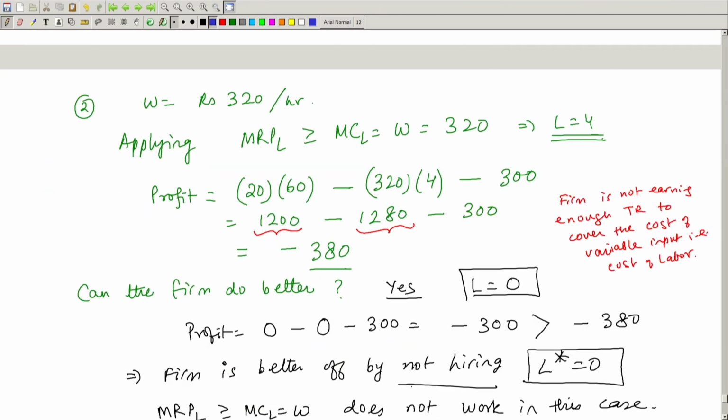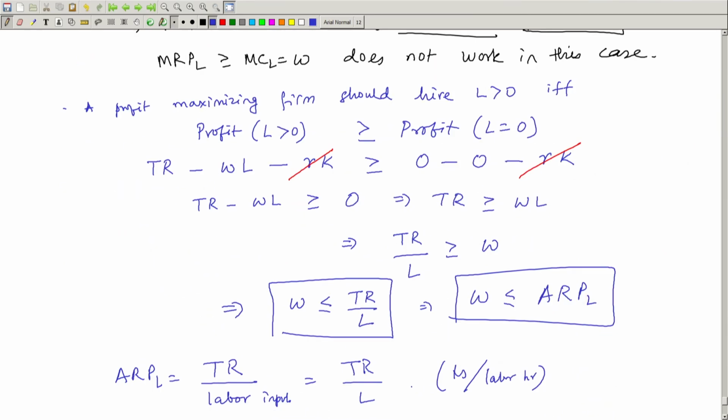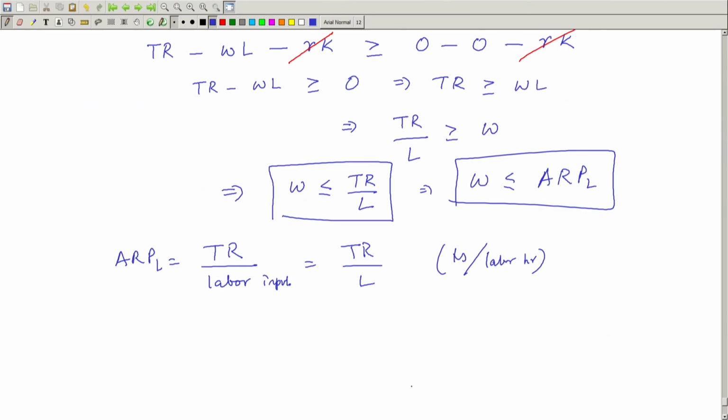So, what I would want all of you to do is to again recheck this arithmetic, compute the average revenue product of labor, and there are a couple of other statements that I am going to be making, and we look at one more case. So, the key takeaway here is that if my W is less than or equal to ARPL, it is telling me something that I am not making enough revenue to cover my variable cost of labor. So, there are a few more formal statements that I would want to make.